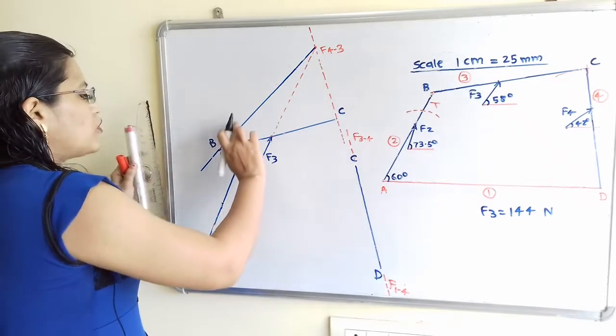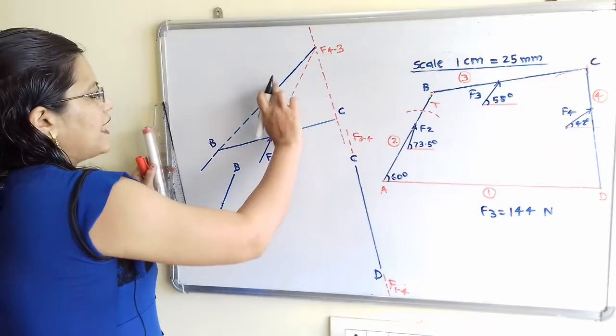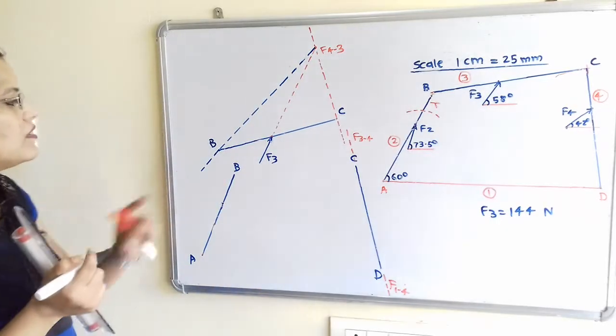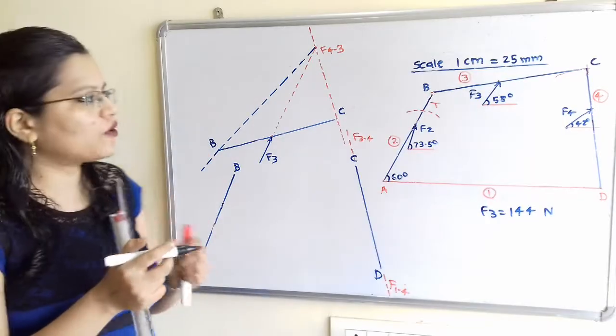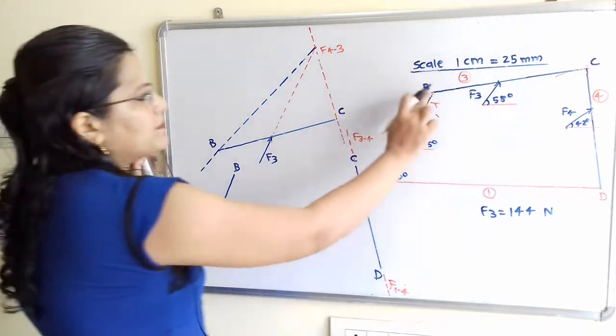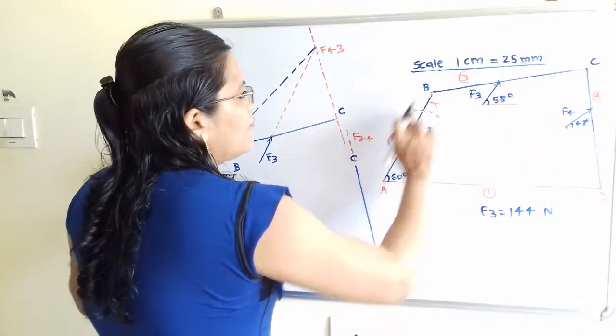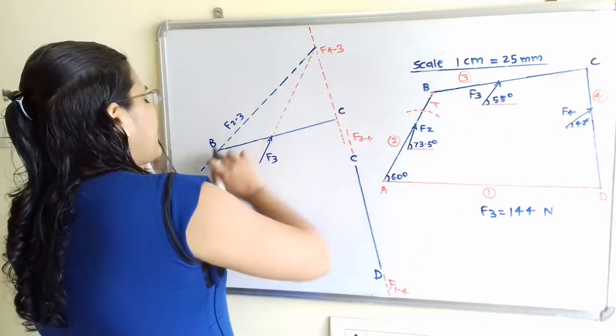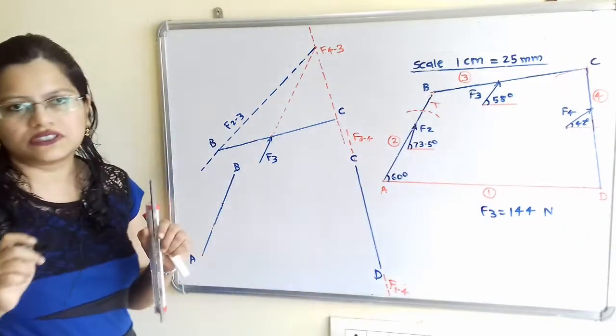So we will draw this in the form of a dash, because we don't know the direction for this force. So which force is there? Through this point B on this link BC, F2 to 3. So this is the line of action of force F2 to 3.